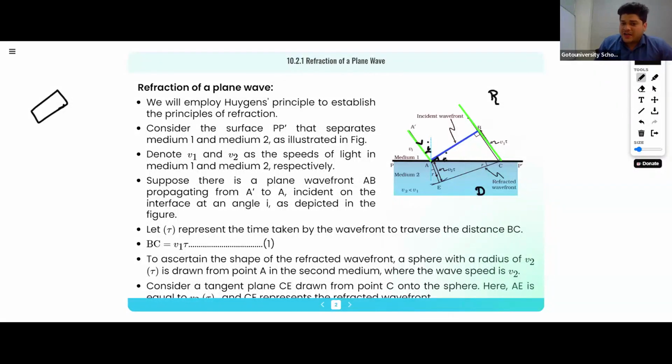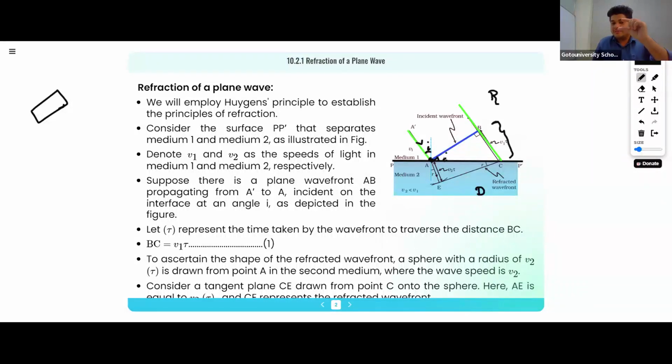See, after striking at A position, what will happen? After striking at A position, A will start emitting wavelets in forward direction, while B is yet to reach here. So B will take some time. For reaching B from here to here, it will take some time. Till then, A will start its work. Now, A will not stop for B. So A will reach E here.